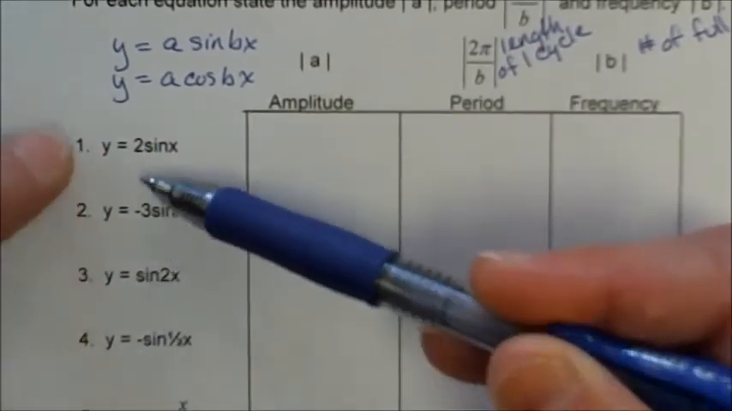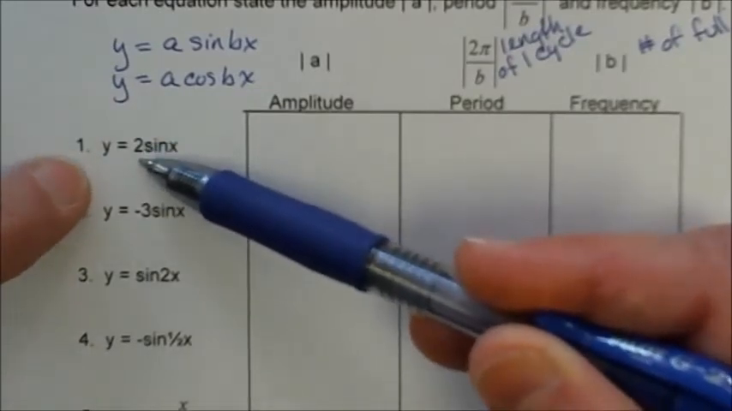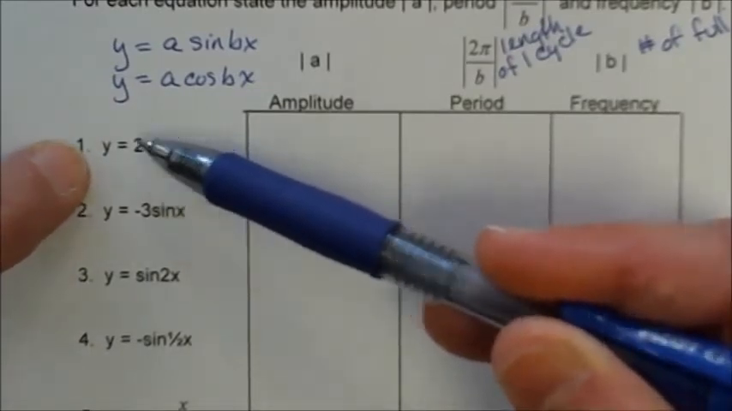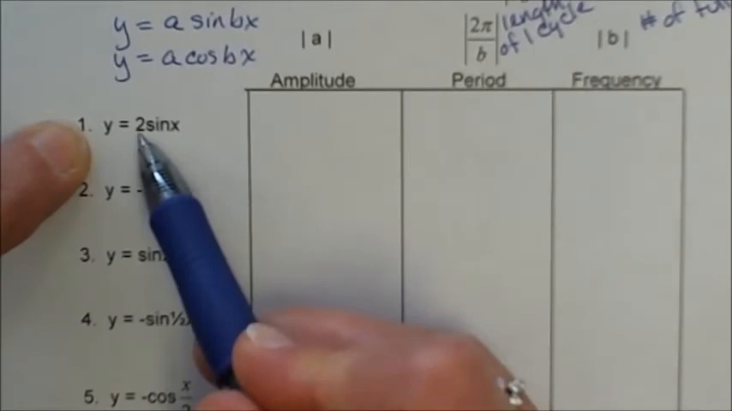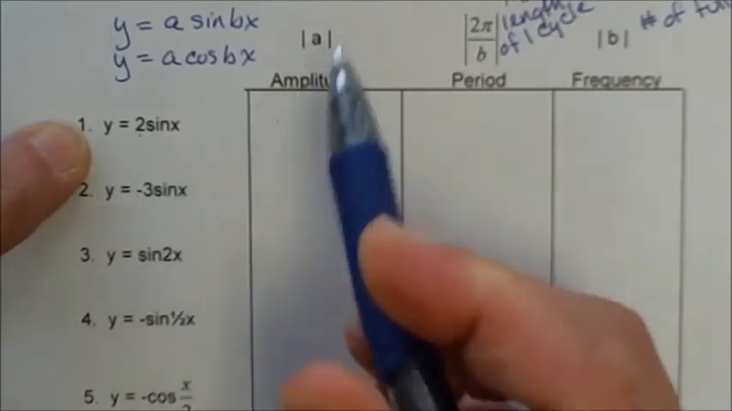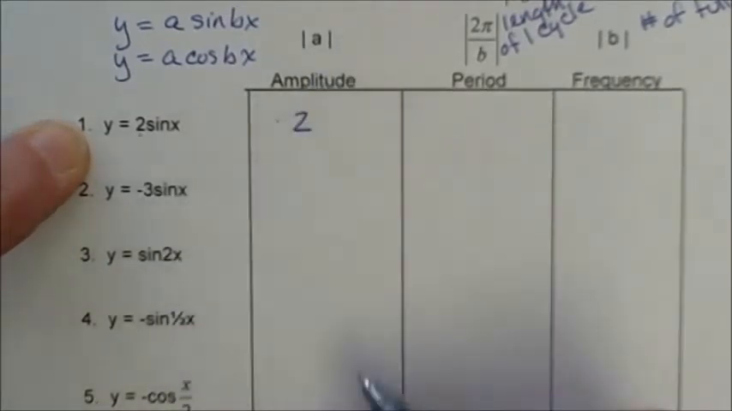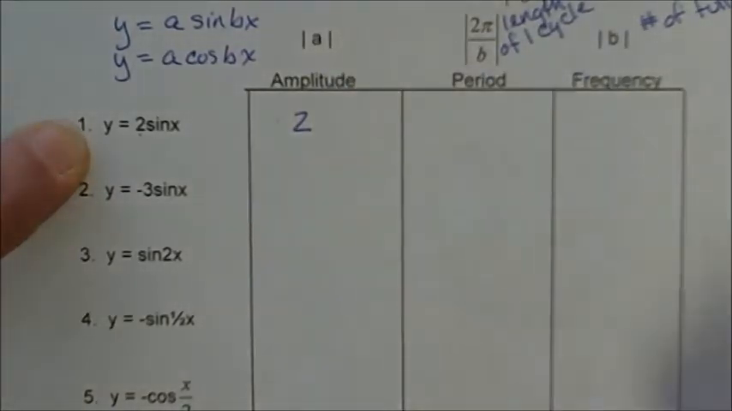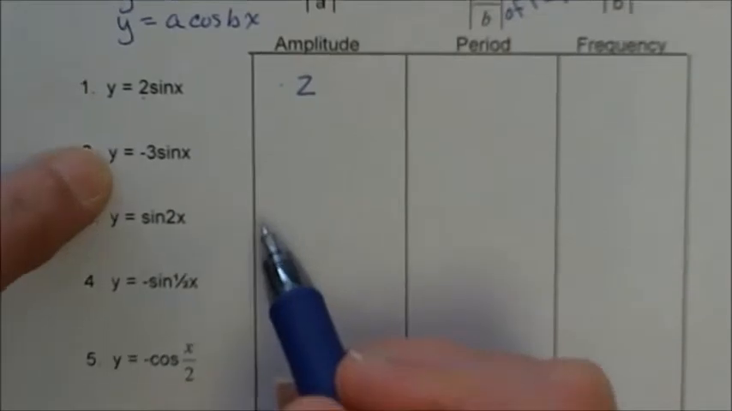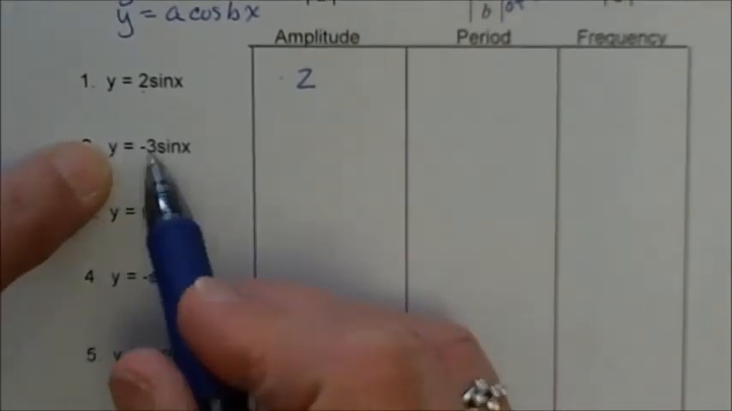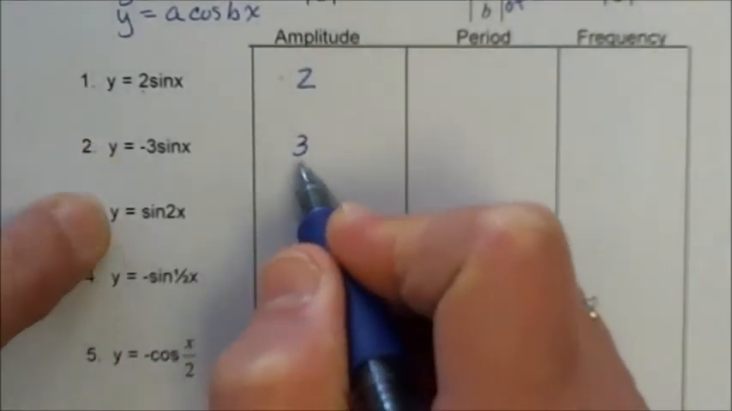So let's just go right down and pull out the a values. So number 1, our a value is 2, so the absolute value of a is 2. Your amplitude is always going to be positive, never going to be negative. Number 2, the absolute value of -3 is 3.